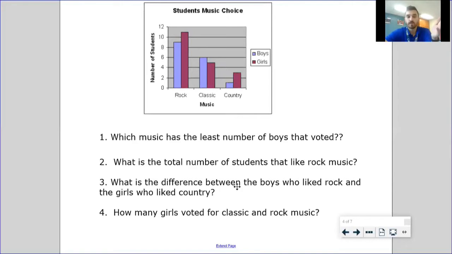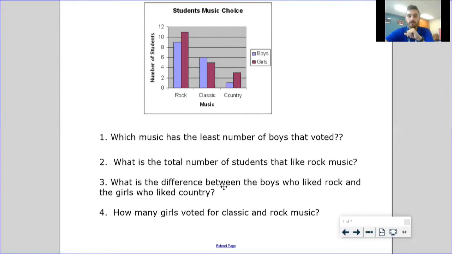So first, let's look at the boys who liked rock. Blue bar, 9 boys. All right, then let's look at the girls who liked country. That means we got to look at the purple bar right here, and that was 3. Difference means we have to subtract. If we went 9 minus 3, that difference would be 6.